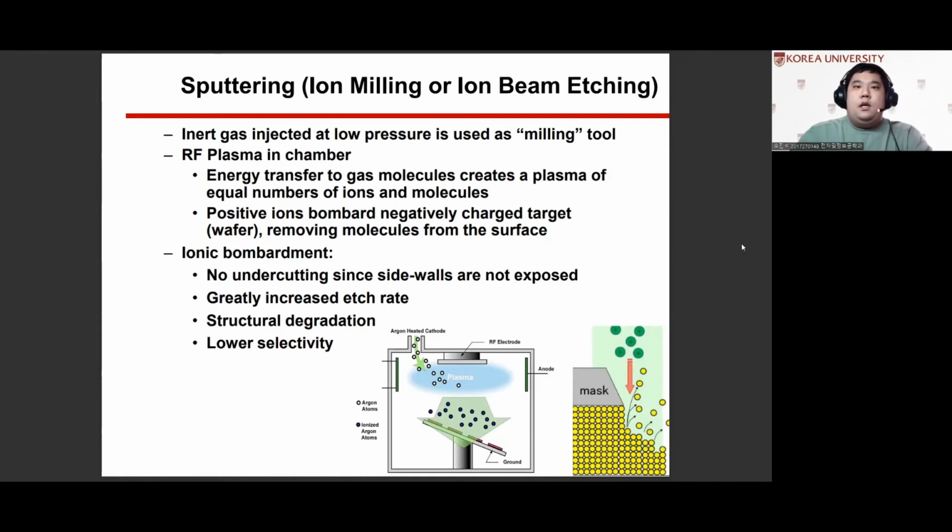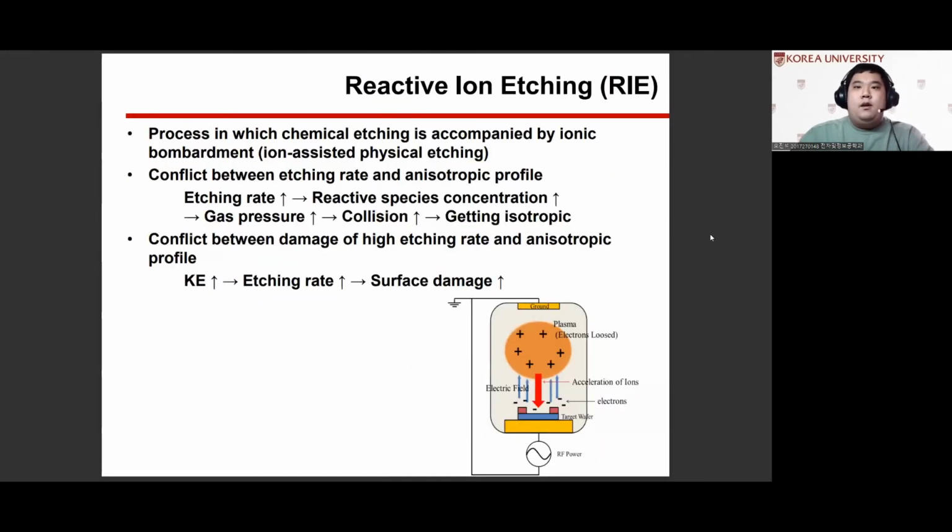Because if we put the DC bias on the wafer, the plasma residues can cover the mask after etching. We usually use the RF signal to spit out the residues.